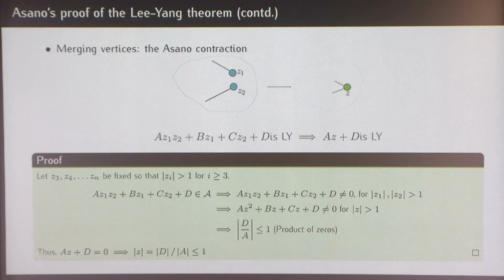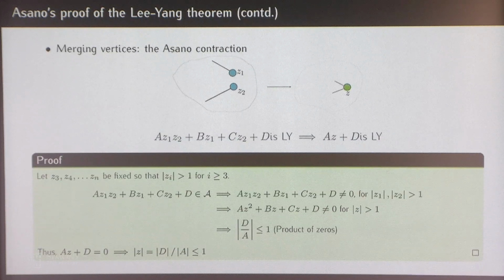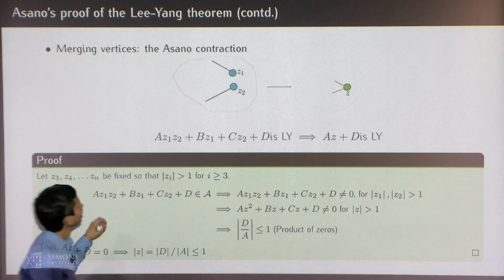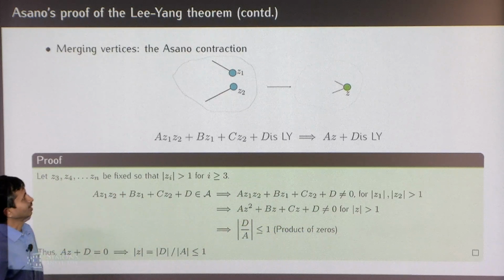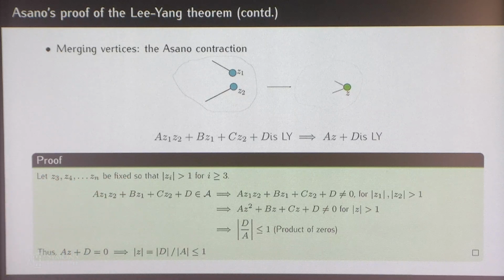And so this is one step to prove it for the edge. How do you prove that? So there's this contraction step. The contraction step in the Asano setting is simple. What you do is you have some graph in which you want to collapse two vertices, and the original graph has the Lee-Yang property, and you somehow want to say that the new graph where the two vertices are collapsed also has the Lee-Yang property.